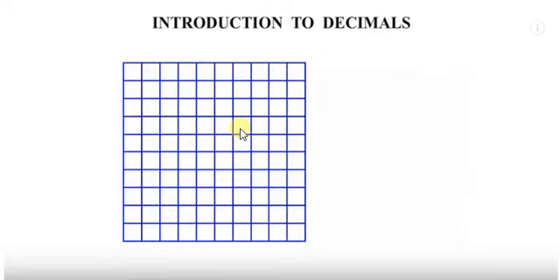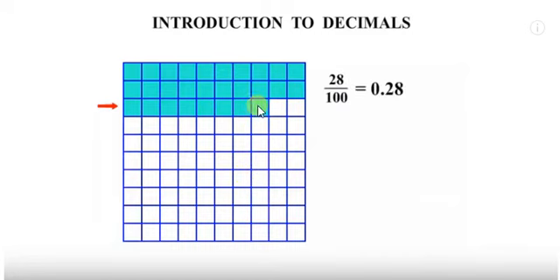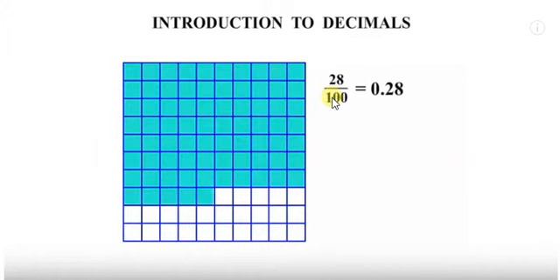So again, look at this square. Suppose now other 10 strips are constructed vertically. You will have a total of 100 cells. This shaded part here has got 28 cells. Now you will have 28/100, which is equivalent to 0.28. The dot which should be here has been shifted 2 steps towards the left.